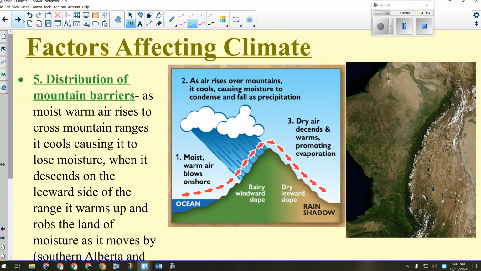Okay, this is one that affects us greatly. Okay, if I was asking you what are some factors that affect the climate of Okotoks, I'd say latitude, altitude, and mountain barriers. Okay, our proximity to the Rocky Mountains has a huge influence on our climate.